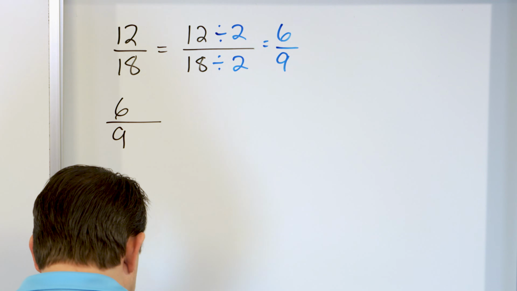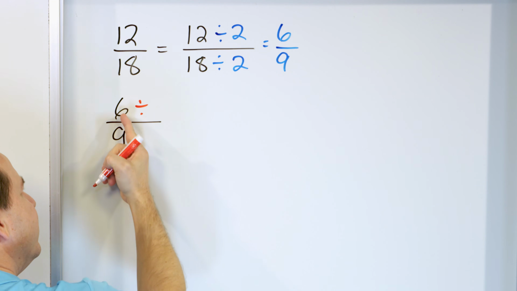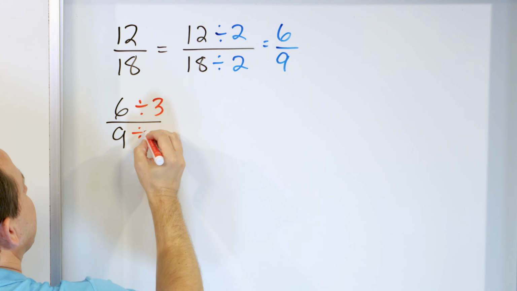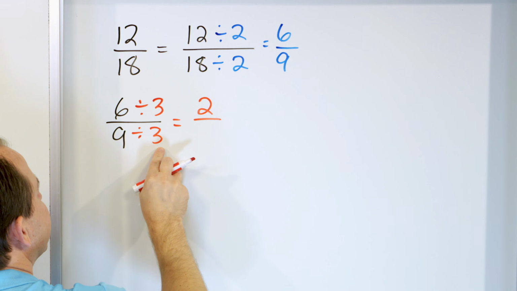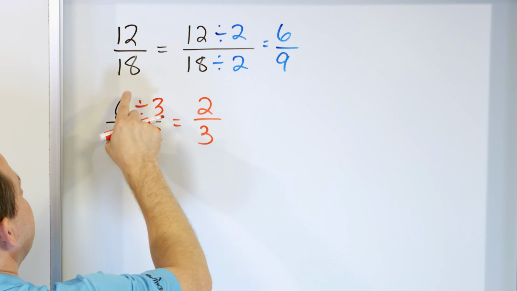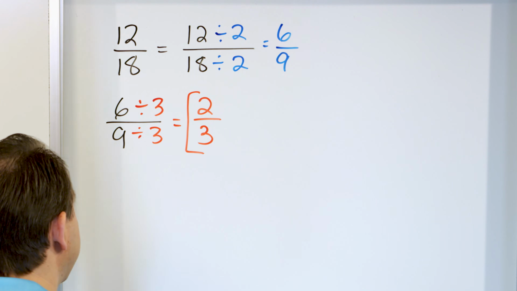What can I divide the top and the bottom by? Well, I can divide the top, not by 2. That doesn't divide into the bottom. It divides into the top. But I can divide by 3 on both of these. 6 divided by 3 is 2, and 9 divided by 3 is 3. Why? Because 3 times 3 is 9, and 2 times 3 is 6. And this is the final answer, because this fraction cannot be simplified any further.